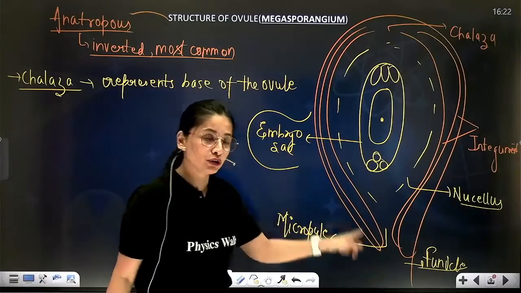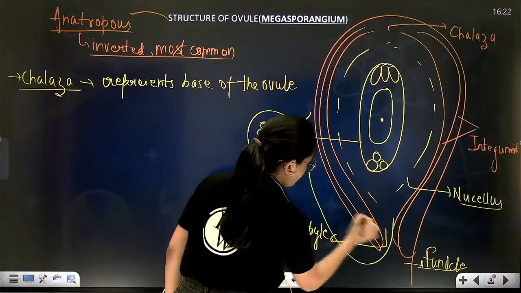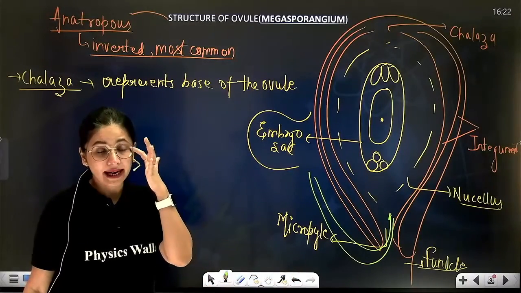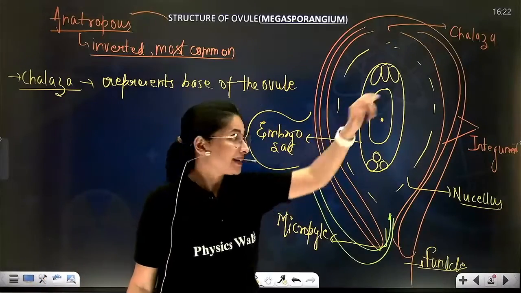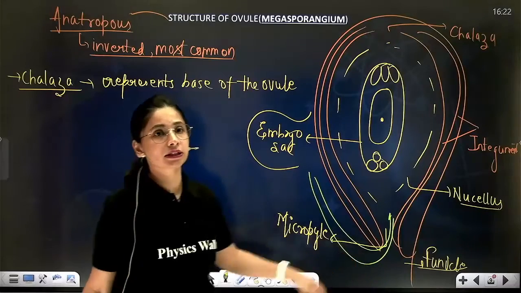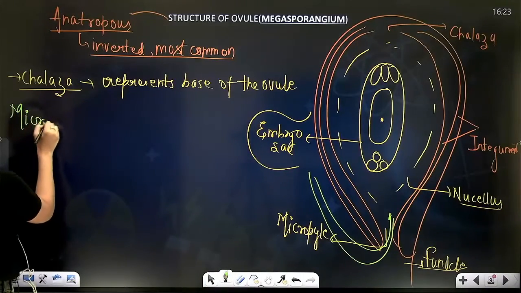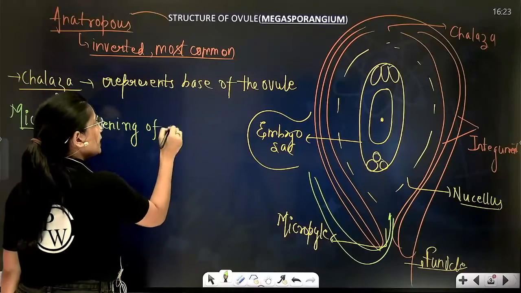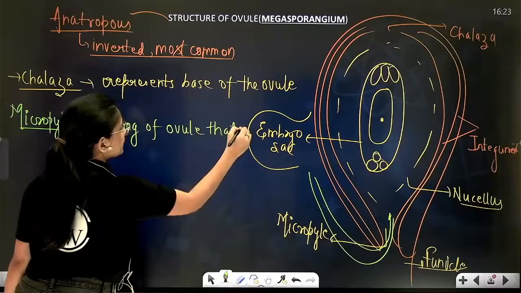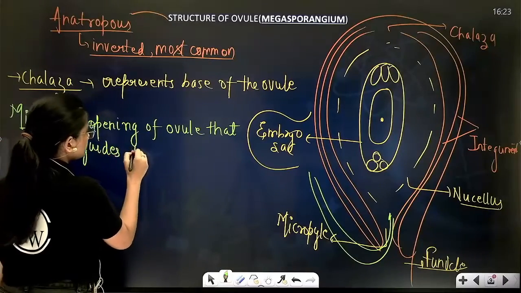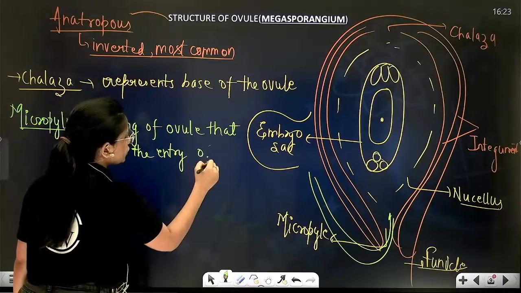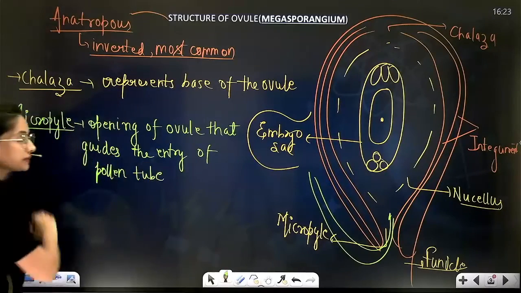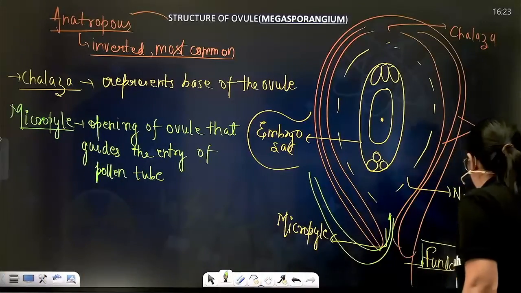Micropyle is the opening of the ovule through which the pollen tube will enter. The opening which guides the entry of the pollen tube is known as micropyle. It is actually present at the top, but you can see it down as it is again an inverted ovule. So the second labeling which you should know is micropyle. It represents the opening of the ovule that guides the entry of the pollen tube inside the embryo sac. Correct?